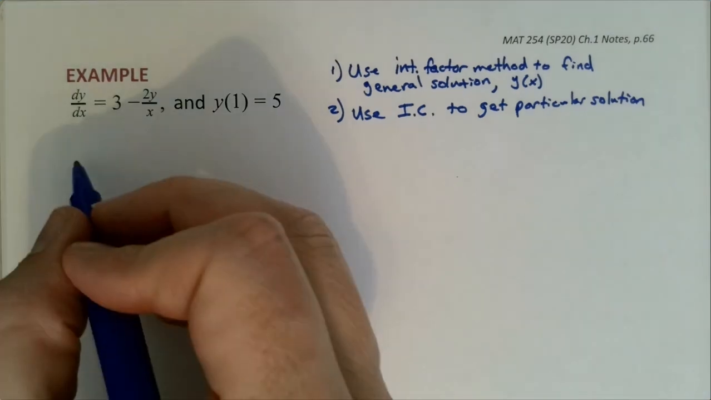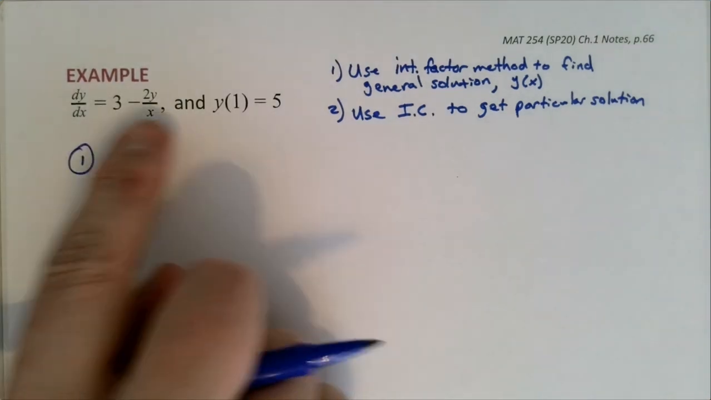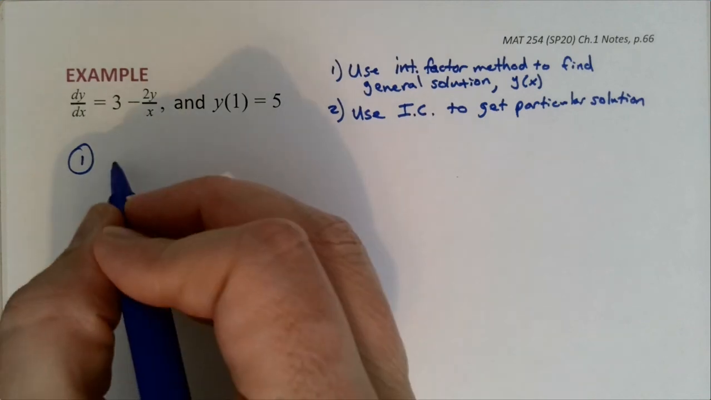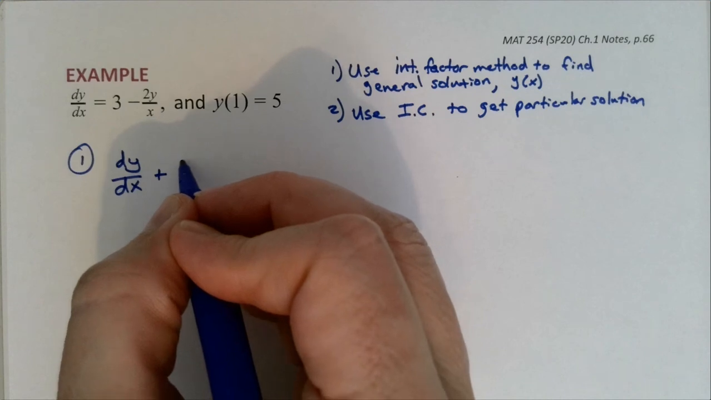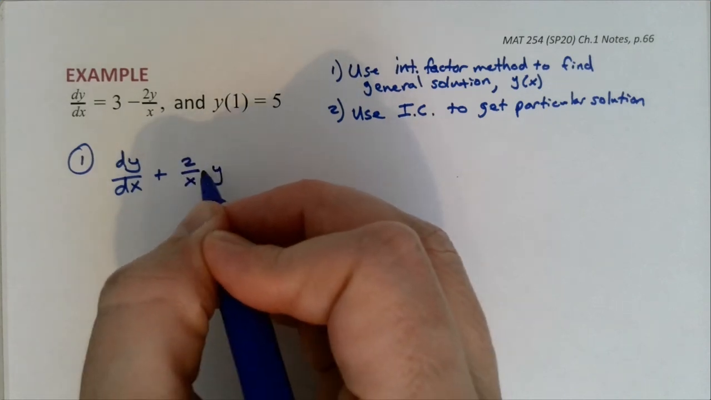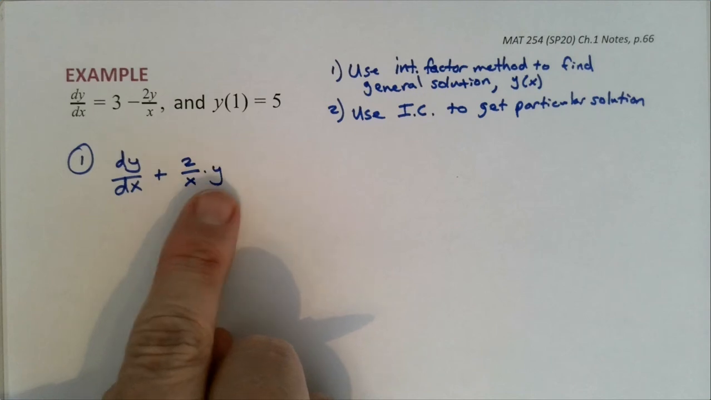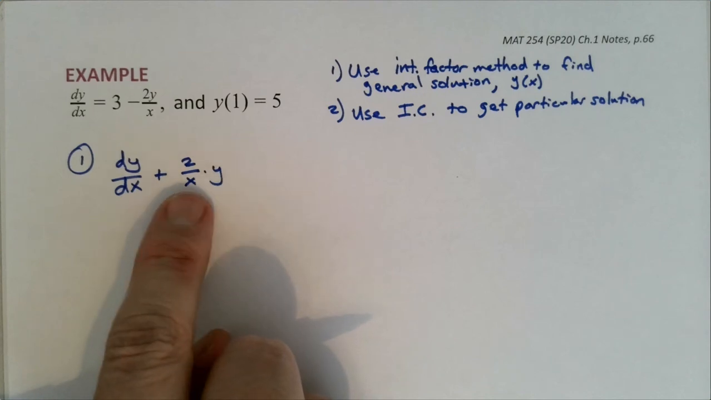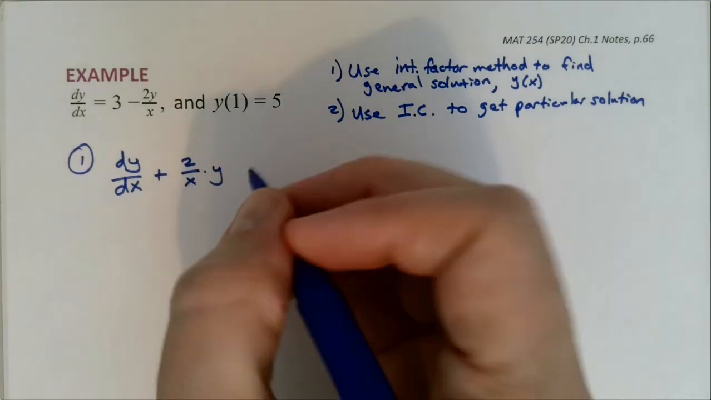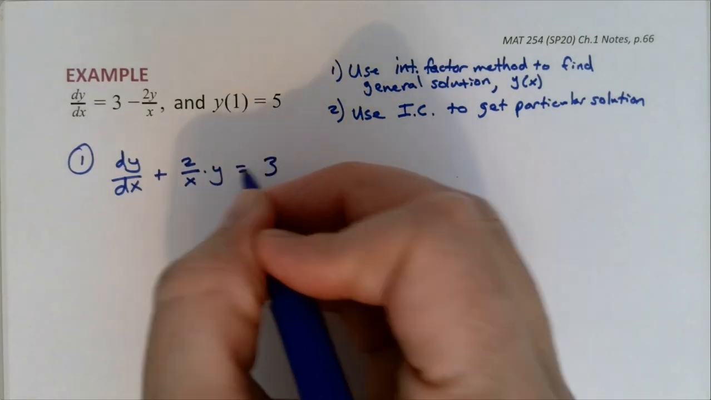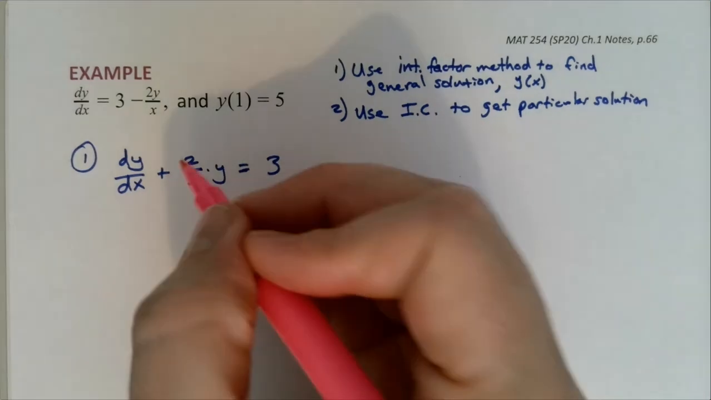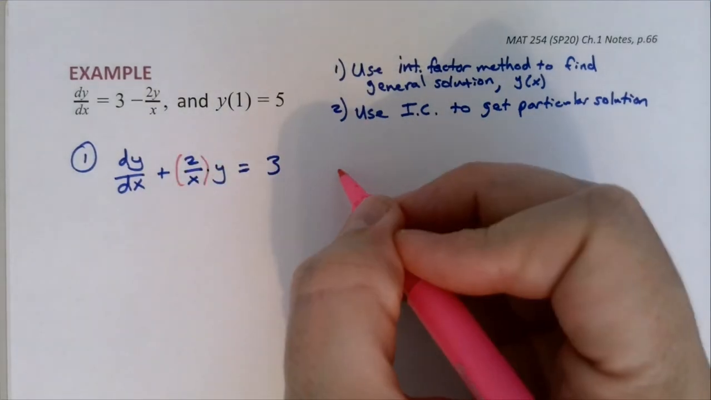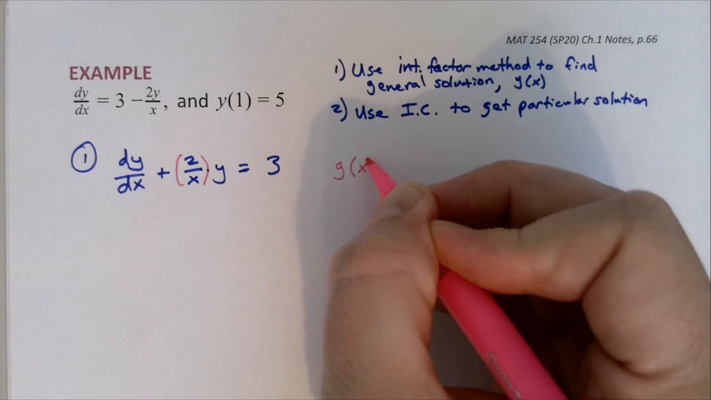The first step, if you remember, was we're going to rewrite our differential equation and get all of our dependent variable terms on the left. So dy dx, add the 2 over x times y. Now again, I'm leaving it as 2 over x times y because it's going to be easier for me to see what my g function is. What's left on the right is just 3. So that was step one, and now I can off to the side say, ooh, this is going to give me my g function, and this time it'll be g of x.